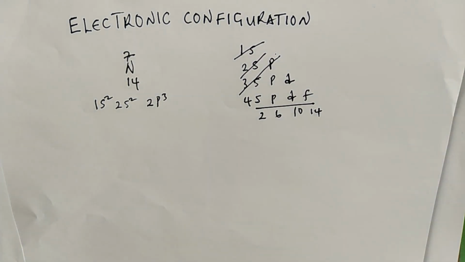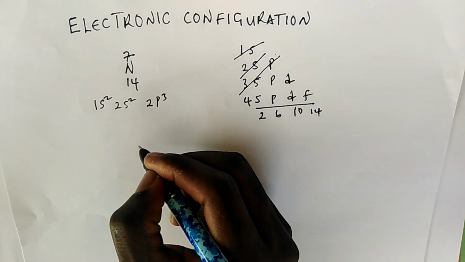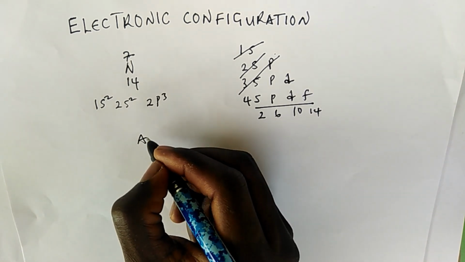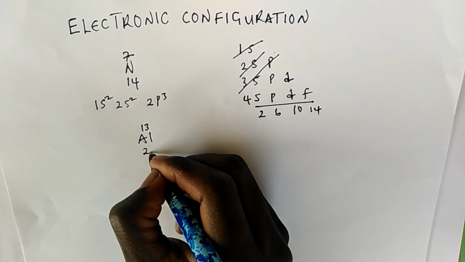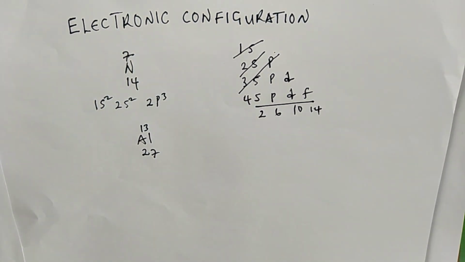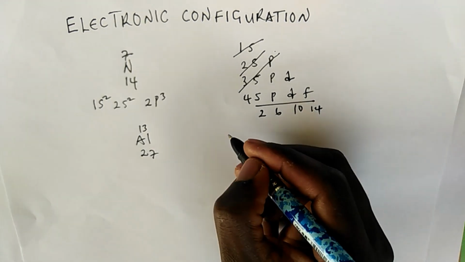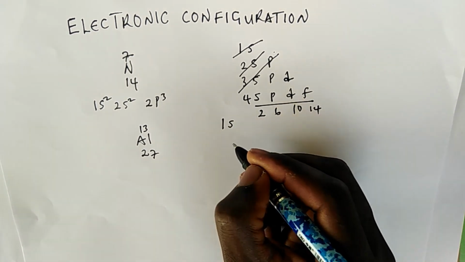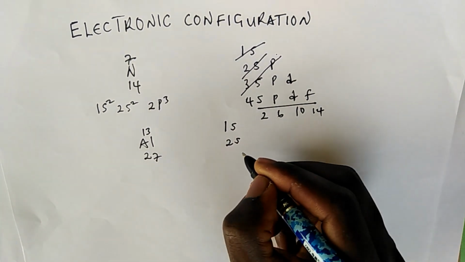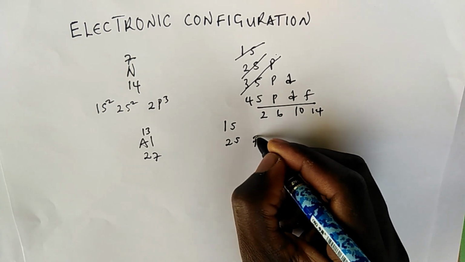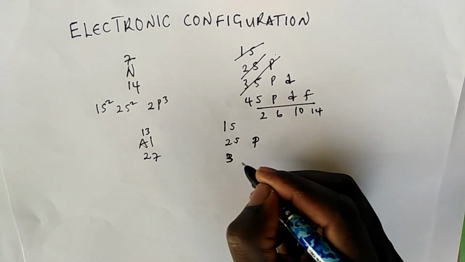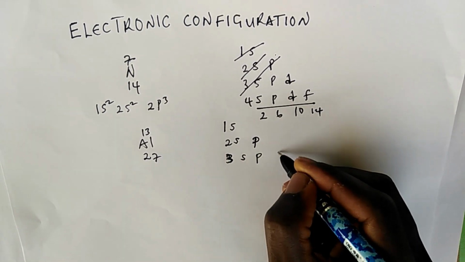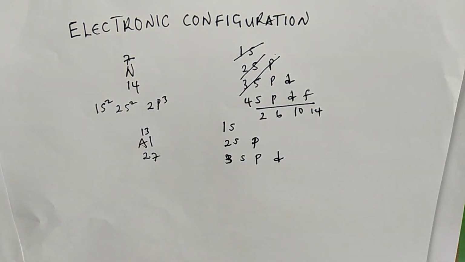Now, what if you want to write the electronic configuration of aluminium? Aluminium has 13 as the atomic number and 27 as the mass number, right? Now, we have 1s, 2s, 2p. We have 3 at the third energy level. We have s, p, d, right? I think this is enough for aluminium.